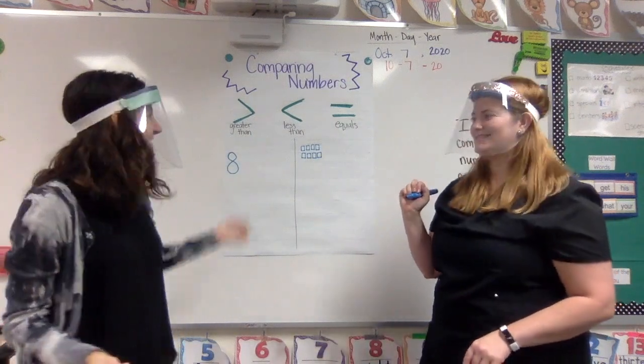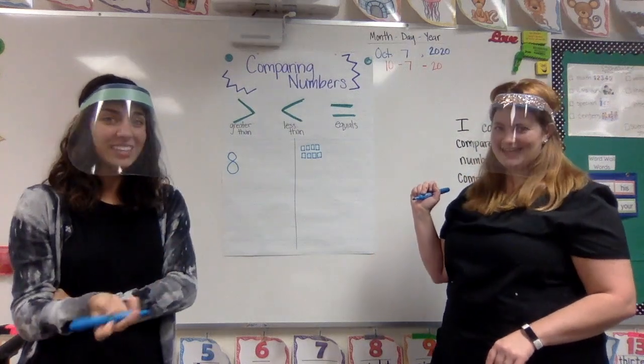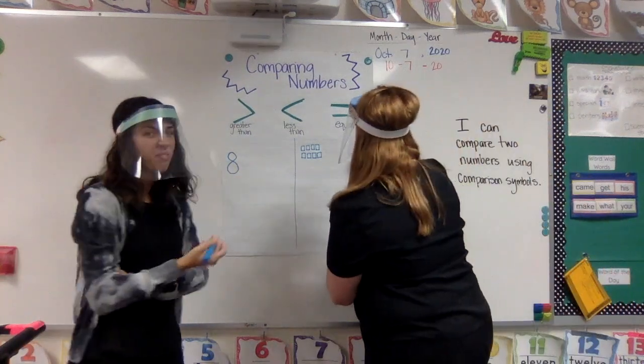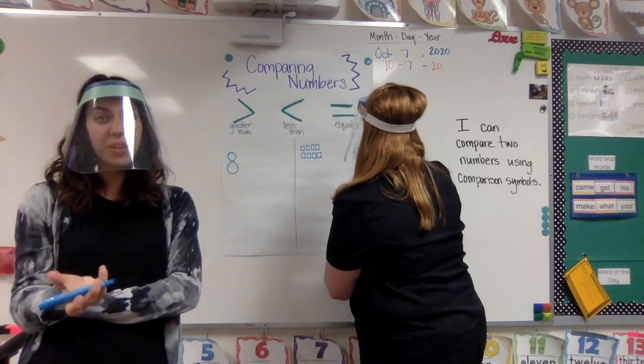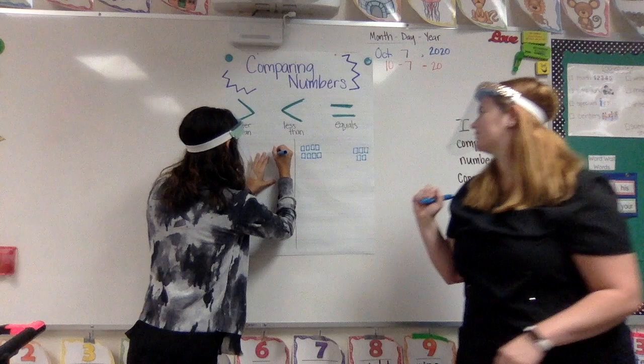Oh, my goodness, it's 8. So if we counted Miss Lime's blocks, it would be 8. And then this is the standard form of my number, so how would we normally see it? This is 8. And then we're going to do one more number.